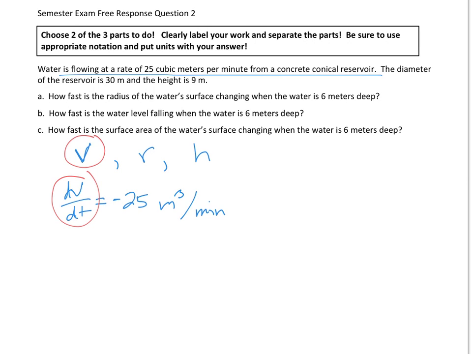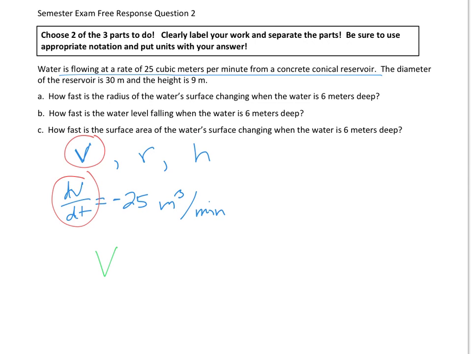So remember, I'm always looking for every variable that I end up using in my problem or in my equation. I need to have a related rate to that variable. And if I don't, it could be something that I'm looking for. But if it's not something I'm looking for and it's not a given rate, then I'm in trouble. I've got too many variables. So I'm going to go ahead and list out the equation.